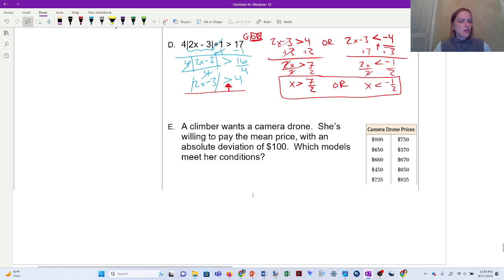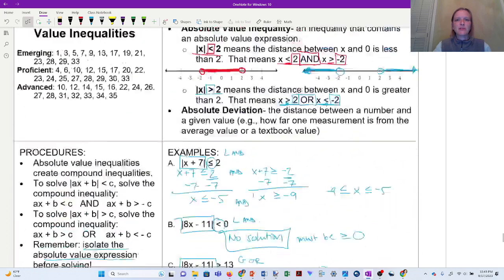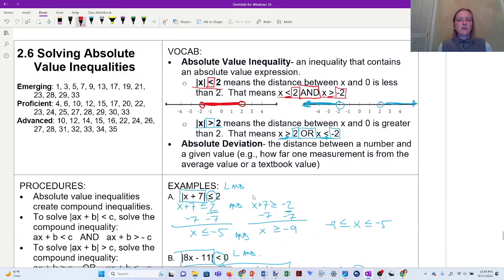Well, first, let's look at what an absolute deviation is. An absolute deviation is the distance between a number and a given value. That given value could be a couple different things. Sometimes it's how far you are from the mean, the average value, so you're trying to figure out how much spread your data has. Another thing you might compare your number to is some sort of textbook value, some sort of true value, seeing how far you are from the measurement you were expecting to get.